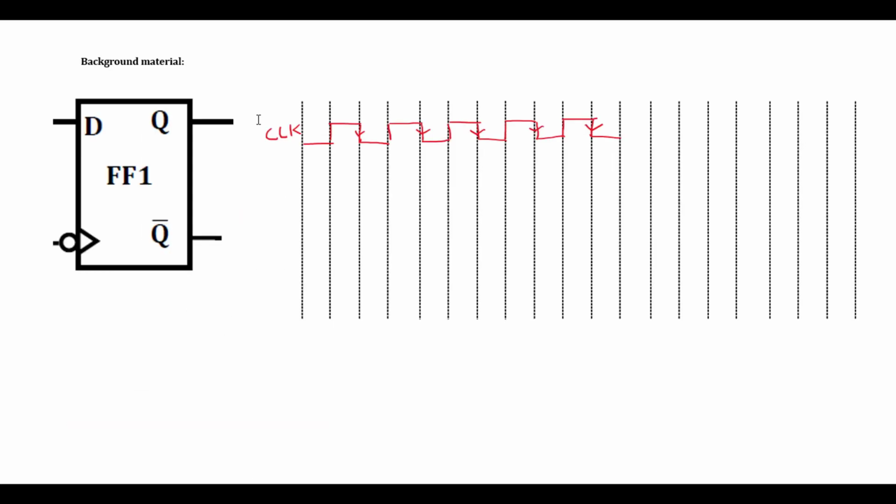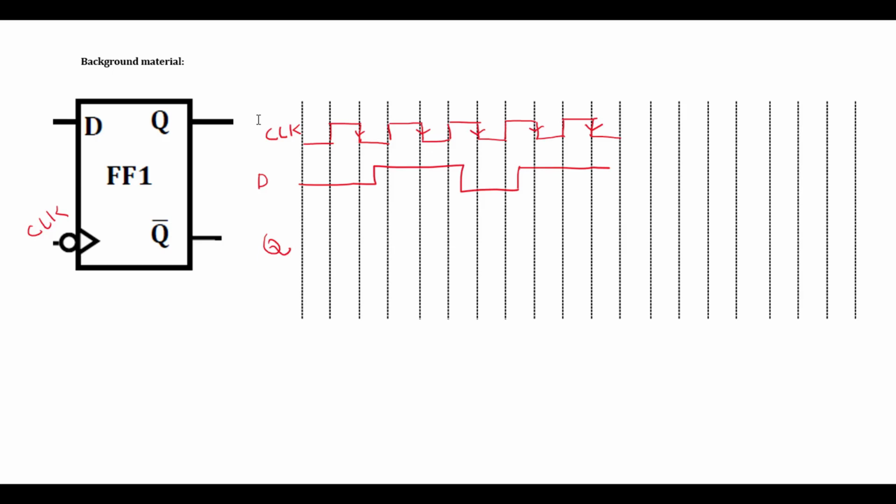Before solving the above problem, we need to understand the operation of a negative edge triggered D flip-flop. So consider a negative edge triggered D flip-flop. This is your clock input. Let's take a clock signal like this. For a given D input, the output of a negative edge triggered flip-flop simply samples the input at the negative clock transition.